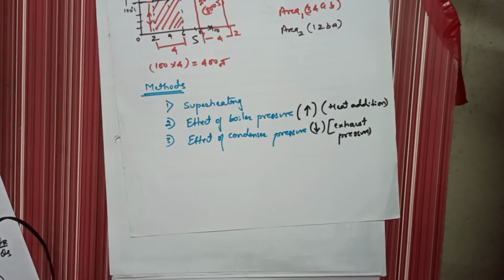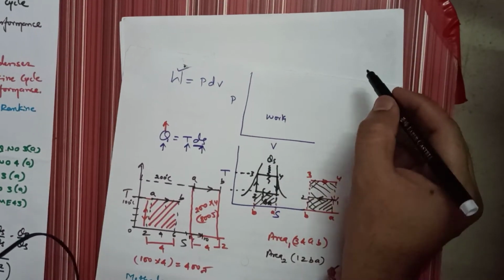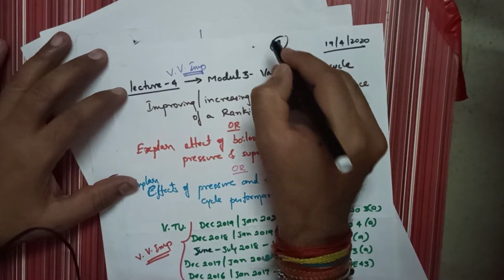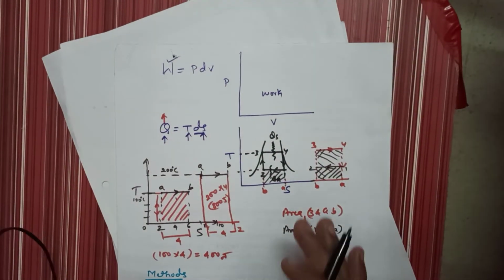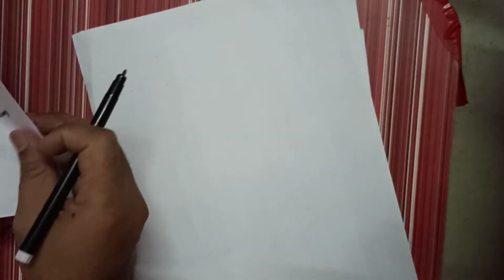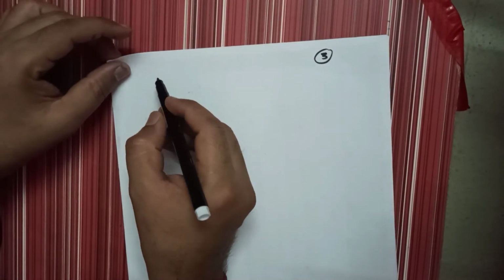Okay, now I will draw one Rankine cycle that we discussed in the previous classes. So this is page number 1, this is page number 2, and here it is page number 3. Okay, page number 3. Now I will draw one Rankine cycle.